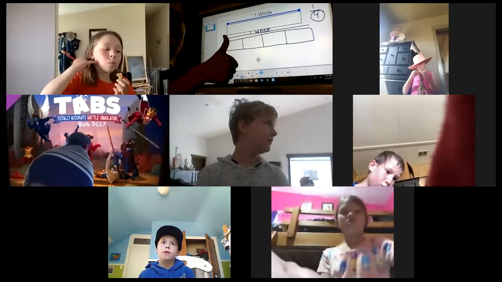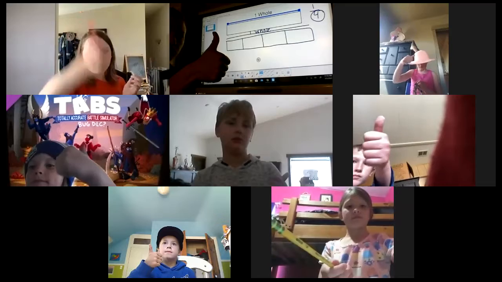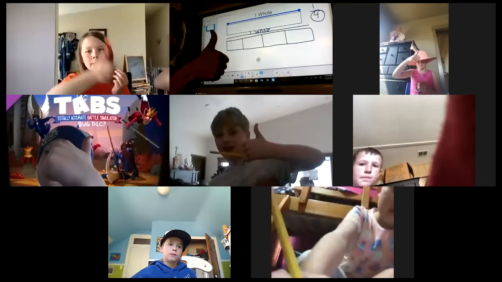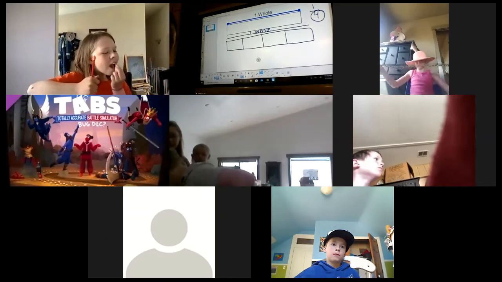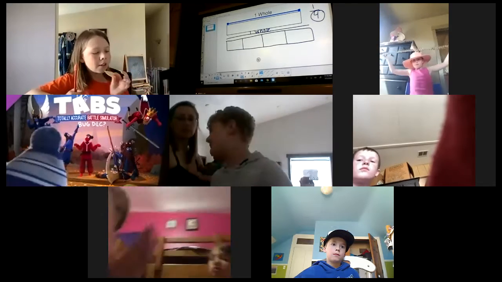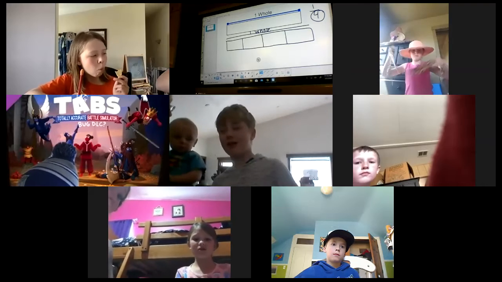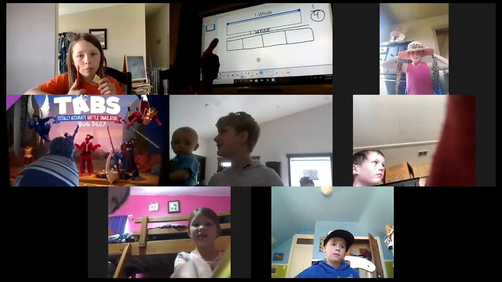Thumbs up if you are here. You've divided your fraction bar into 4 equal parts. Each of these smaller pieces represents 1/4. Okay, are we good?